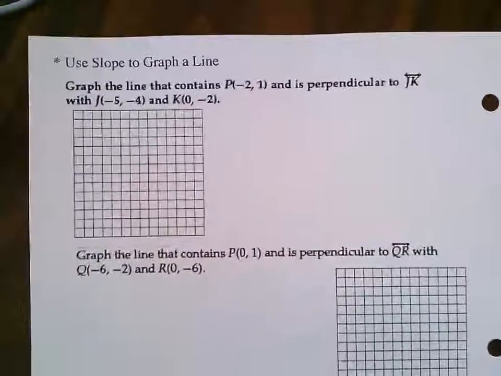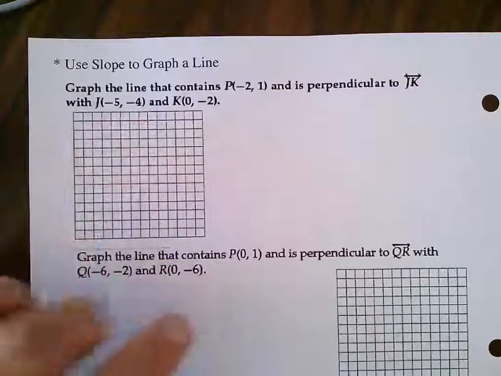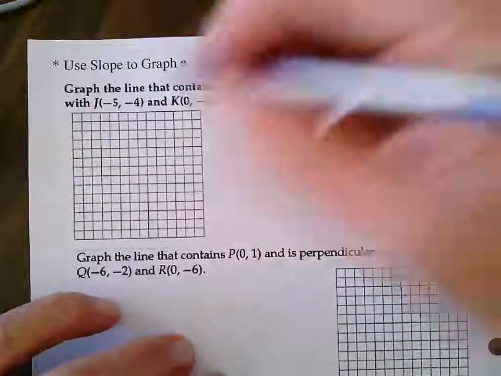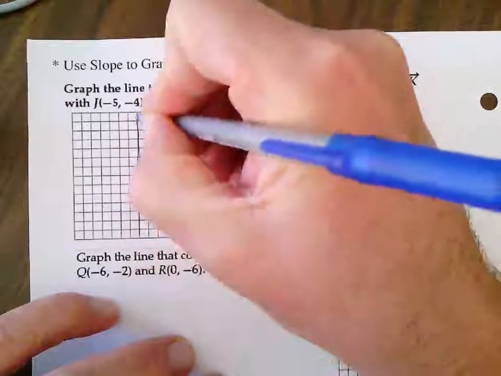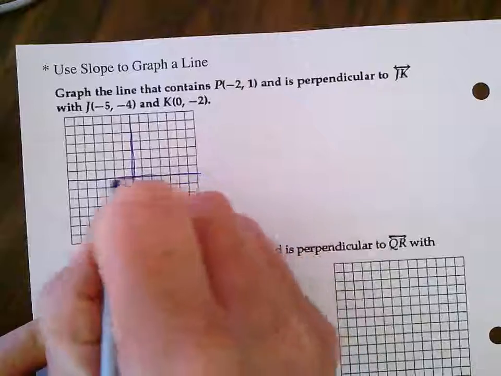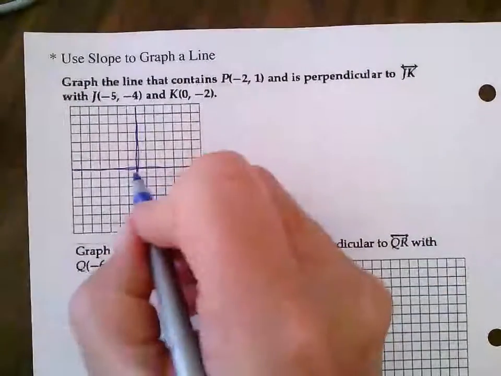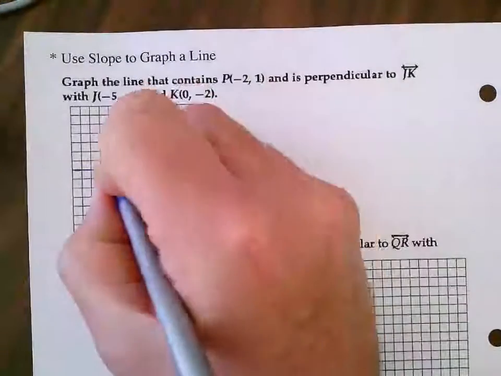On the back here, don't let all the words and all the numbers confuse you. Just go slow. So first thing it says is graph the line that contains negative 2, 1. I don't see an x and a y on my graph here, so I will throw that in there. There's my y-axis. There's my x-axis. So I'm going to graph negative 2, 1 first. So negative 2, positive 1 is right there. This is P.